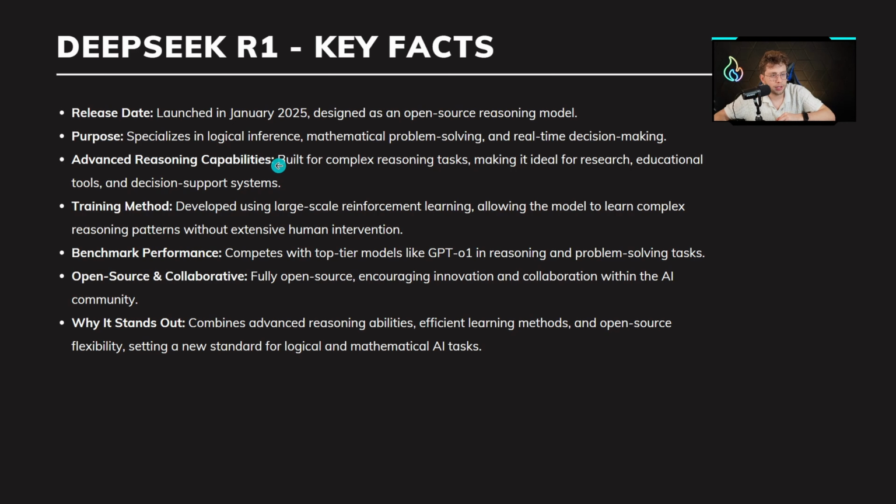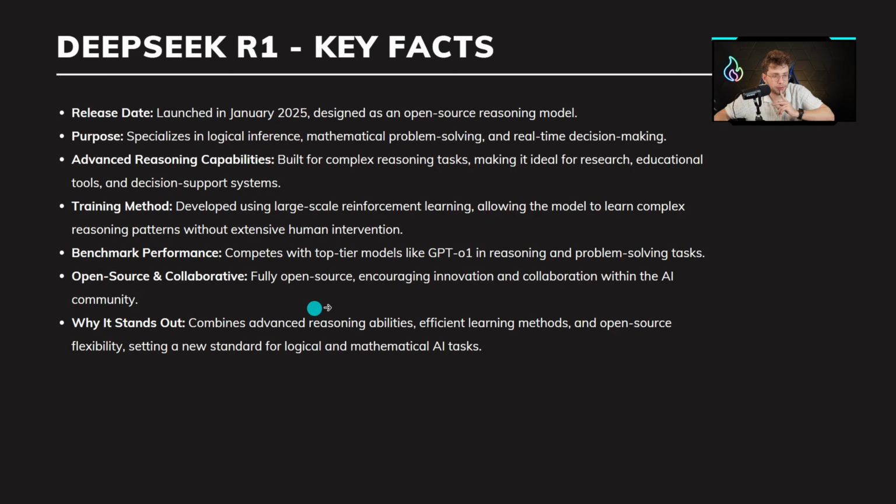Advanced reasoning capabilities: built for complex reasoning tasks, making it ideal for research, education tools, and decision support systems. Training method: it's developed using large-scale reinforcement learning. For example, in DeepSeek V3, we've got mixture of experts, so a different training method. Benchmark performance: I can say the most proper competitor of DeepSeek R1 is GPT-o1, which is really sophisticated. However, more on that later.